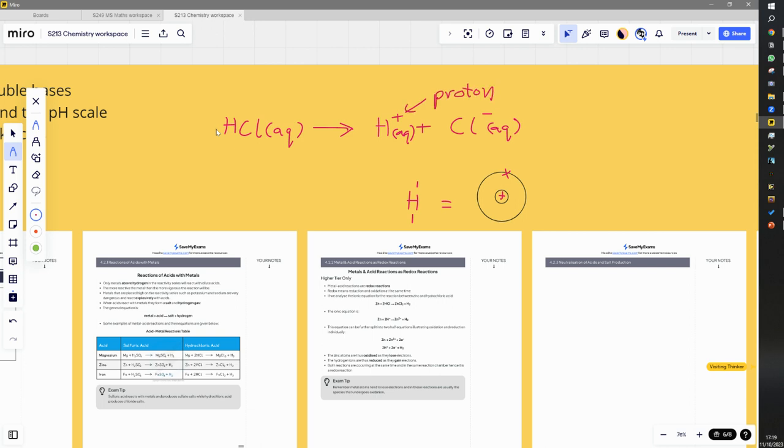So this hydrochloric acid dissociates and produces all these protons into the water, into the solution, the acidic solution. We can say that it donates these protons to the solution, and so a definition of an acid is a proton donor.